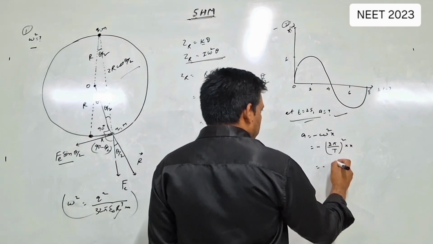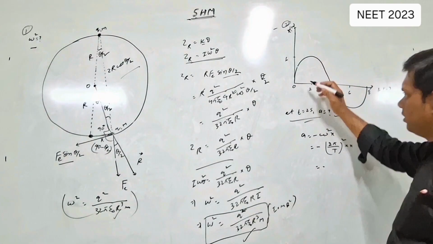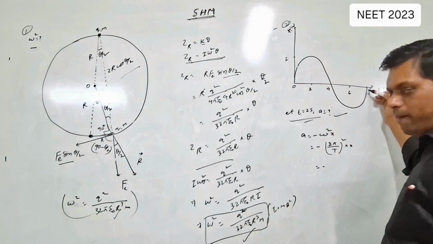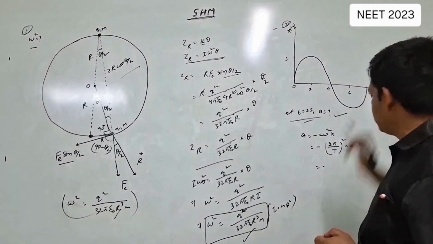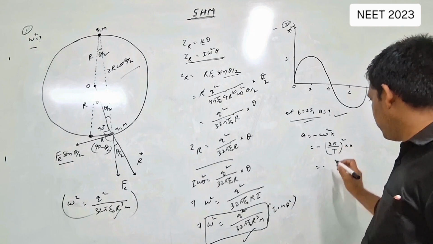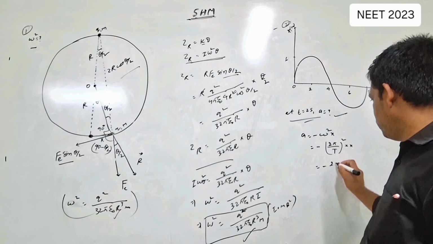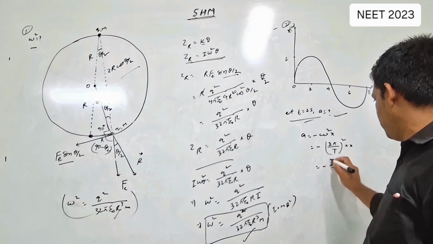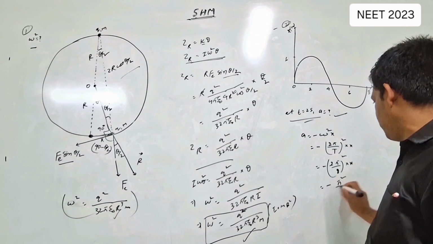Here we can say that this is a complete oscillation, and the time taken by the body in a complete oscillation is 8 seconds. Therefore, we can write the time period is equal to 8 seconds. So it will be minus 2 pi upon 8, square, into x. This is equal to minus pi square upon 16.